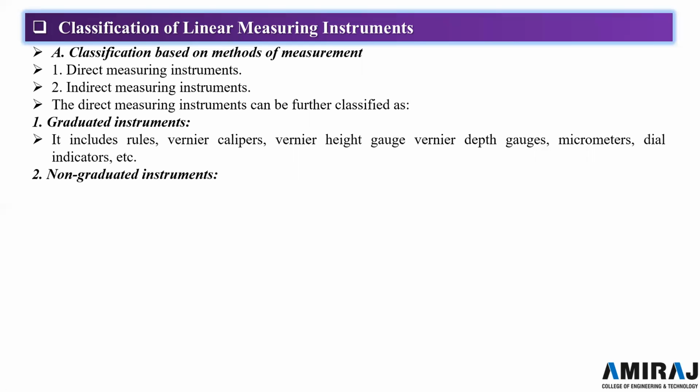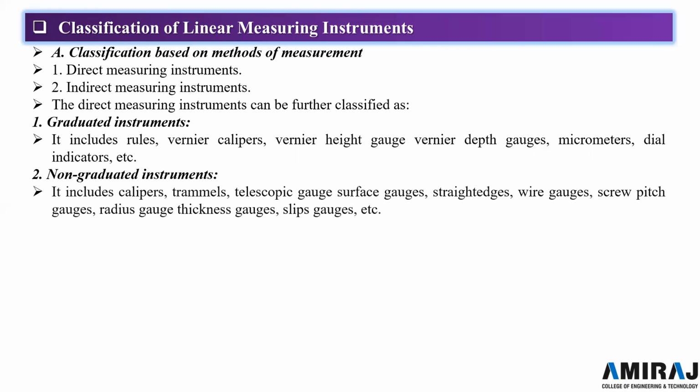The second portion is non-graduated instruments. It includes calipers, trammels, telescopic gauge, surface gauges, straightedges, wire gauges, screw pitch gauge, radius gauge, thickness gauge, and slip gauges. So all types of gauges that have no graduation on the instruments, which means there are no marks or rules or painted lines on them, come in the non-graduated instruments.